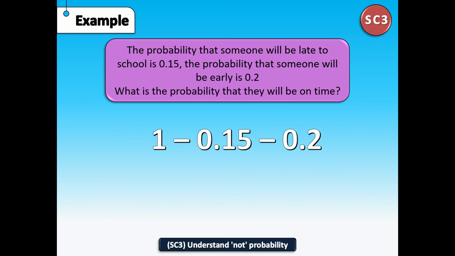Well, remember, all probability adds up to 1. So if we take these two probabilities away from 1, what's left will be the probability that they will be on time. So the answer is 0.65. This is because there's only 3 possible outcomes. You can either be late, early, or on time.